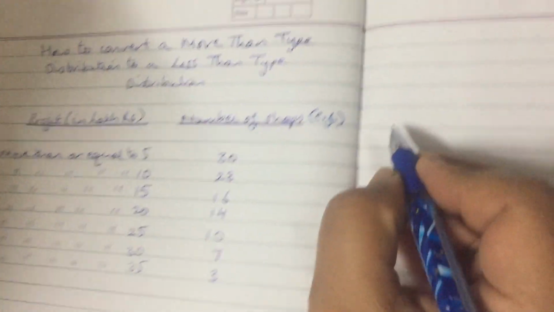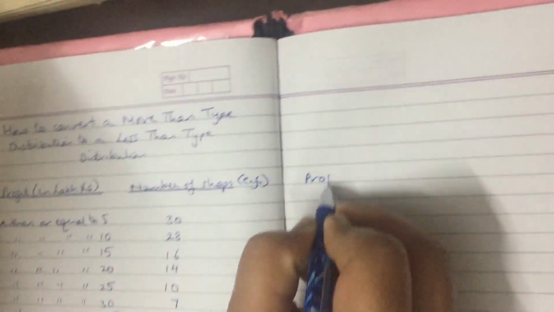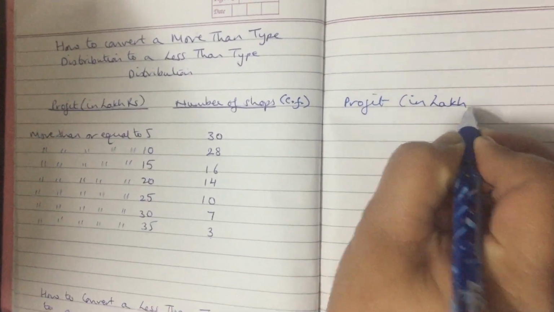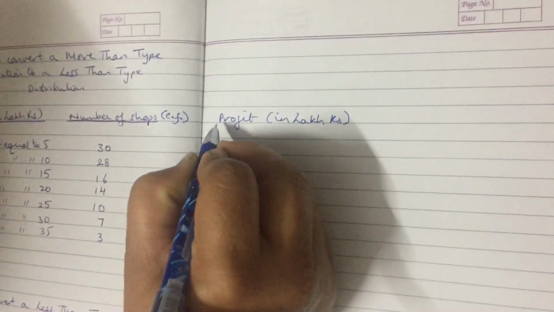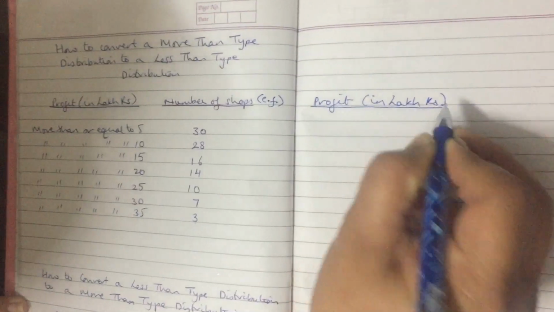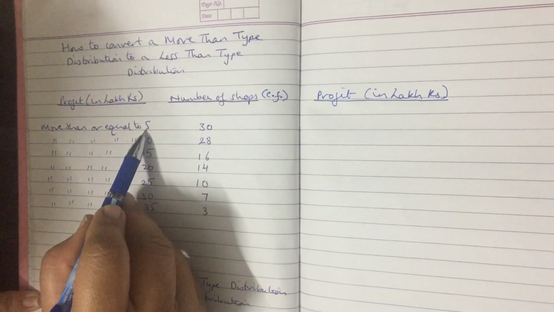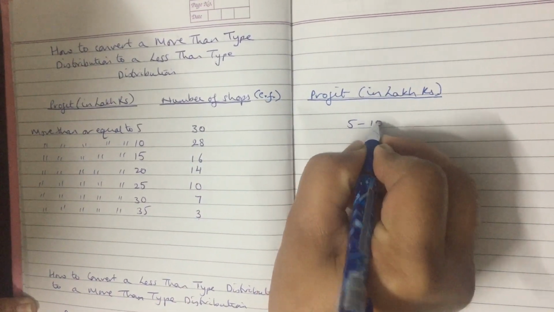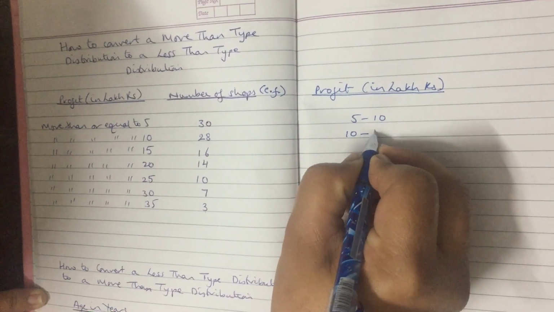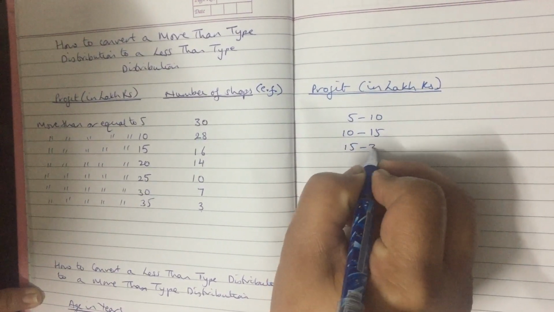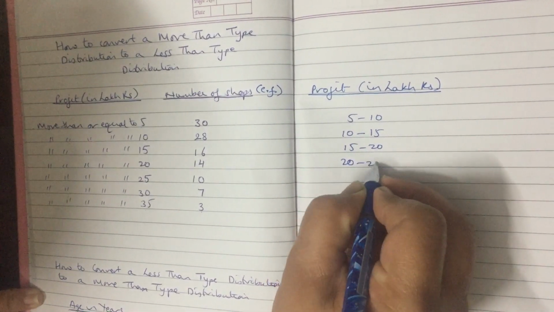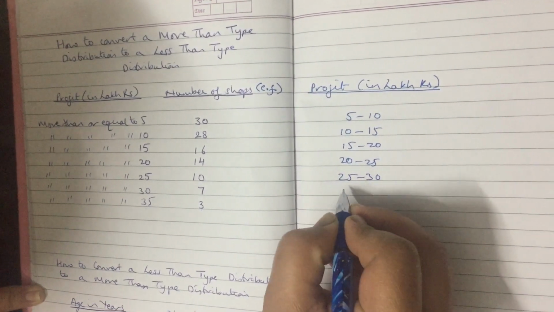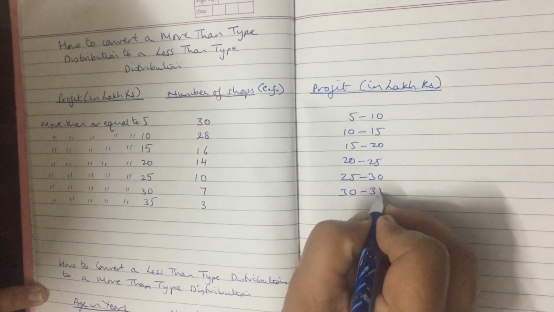So we write down over here, this is profit in lakh rupees, but now we are converting it into a normal table. This is the first lower limit, class size is 5. So this is 5 to 10, 10 to 15, 15 to 20, 20 to 25, 25 to 30, 30 to 35.